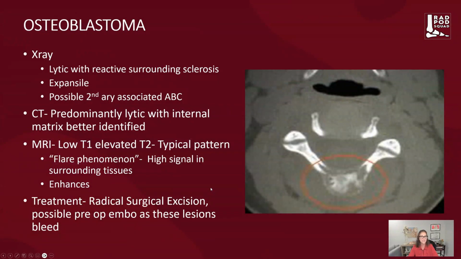Osteoblastoma is better seen obviously on CAT scan. We can see that on X-ray we have this lytic lesion with reactive sclerosis, but CT is where we really can appreciate this mixed blastic lytic lesion involving the cortical elements of the posterior elements. On MRI, this is going to look like a typical low T1 pattern with an elevated T2 pattern. It looks like for all the world a malignancy. And the treatment is going to be an excision.